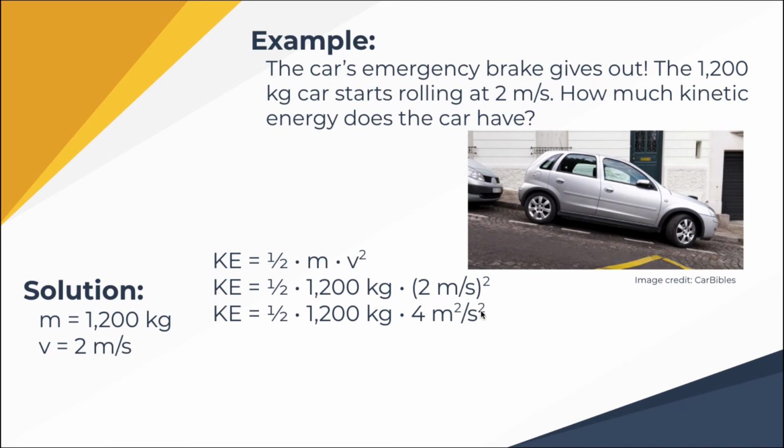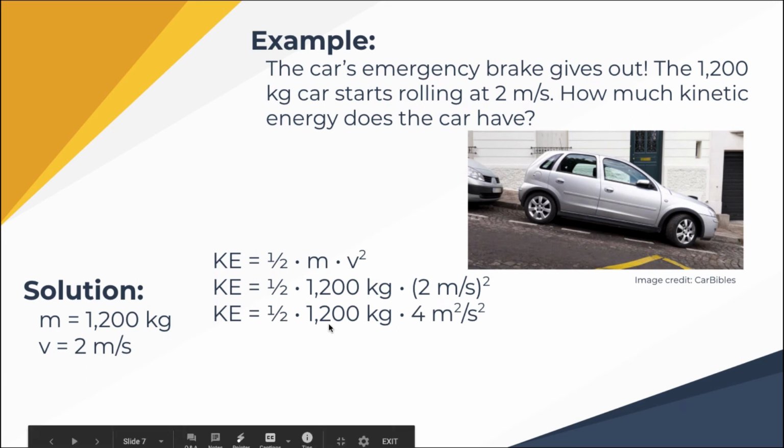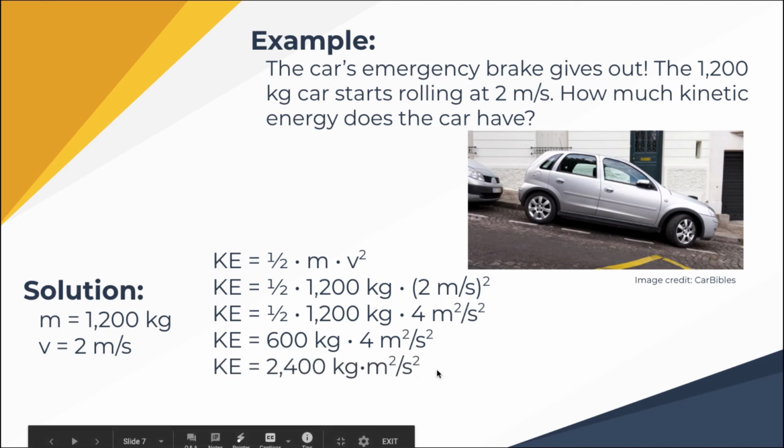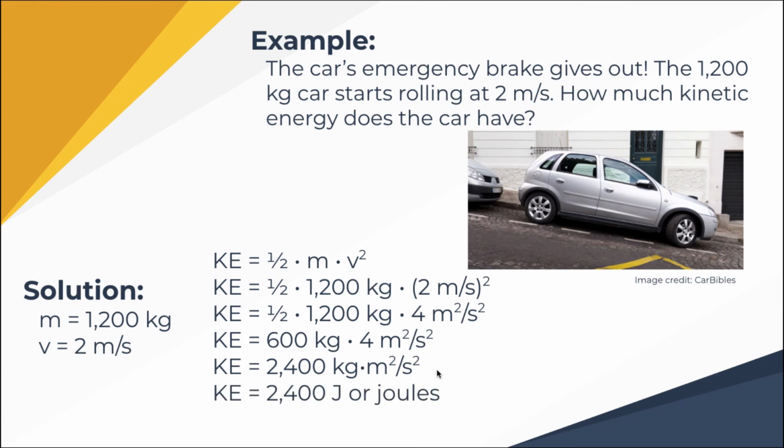All right, and now the only operation that's left is just multiplication. So I'm just going to go from left to right. 1/2 times 1,200 is 600 kilograms times 4 meters squared per second squared equals 2,400 kilograms meters squared per second squared, or 2,400 joules.